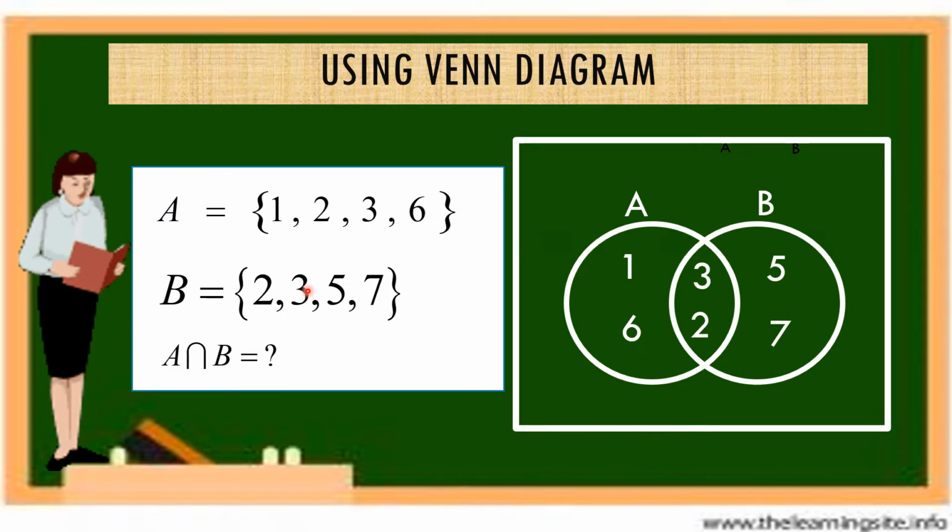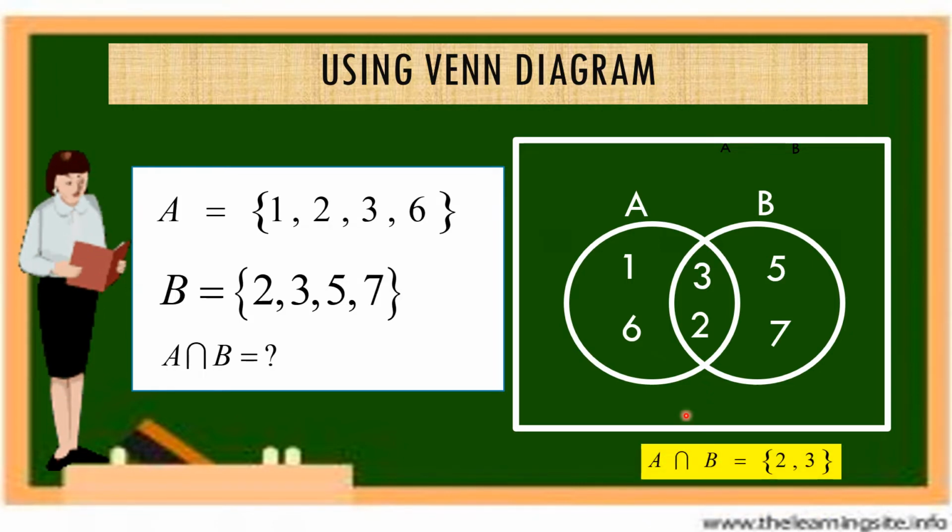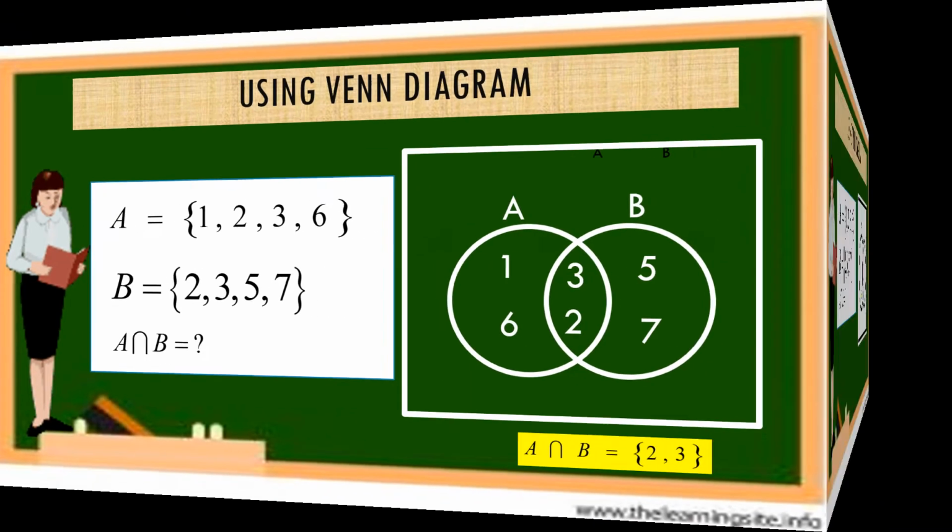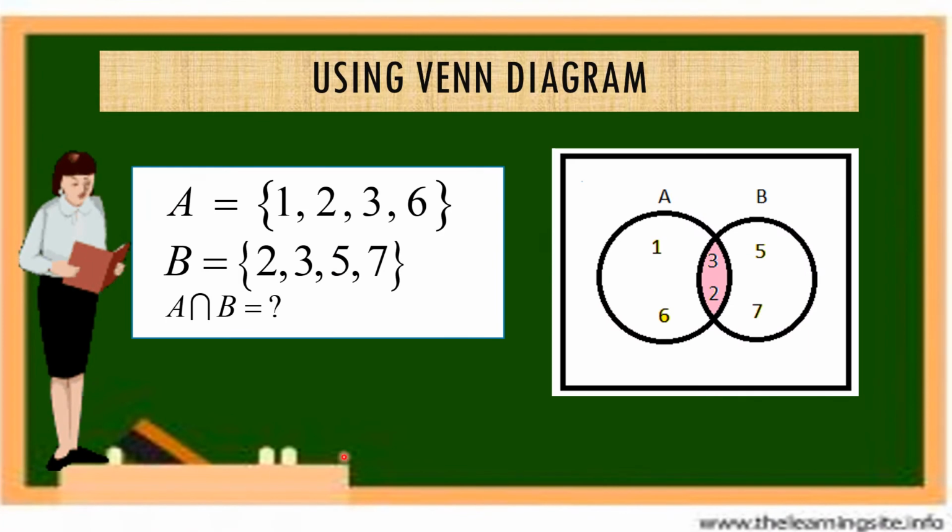So we need to find A intersection B. What is A intersection B? That is the element common to both set A and set B. So the answer is 2, 3. We need to color 2 and 3, and that is A intersection B.